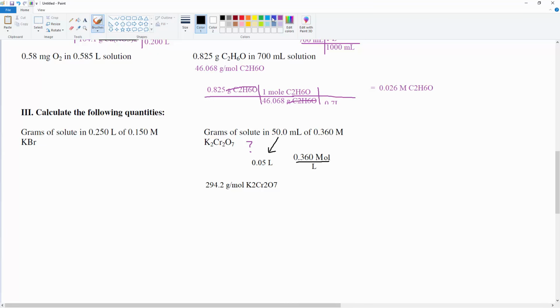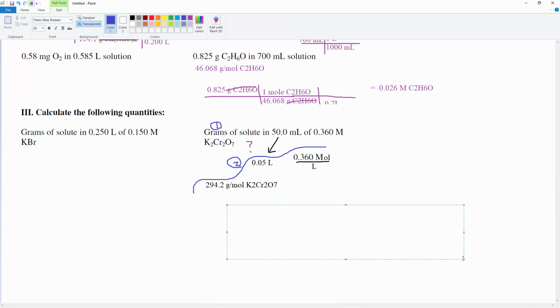All right. So I'm not sure that we even necessarily were being careful about this, but the first thing, we're looking for grams, and then step 2, what information do I have? That's right here. Now step 3, let's put it together. And we're going to say, okay, I've got 0.36 moles K2Cr2O7 in every 1 liter of the solution.